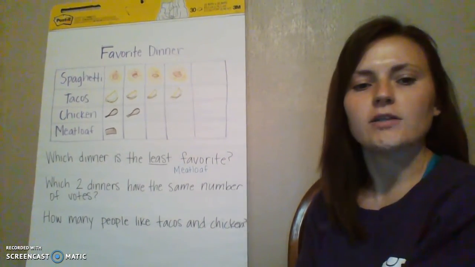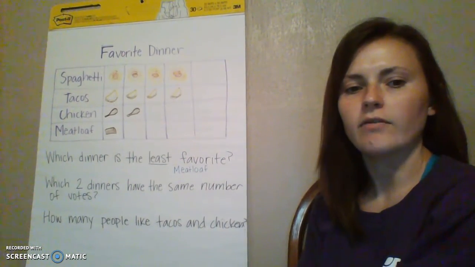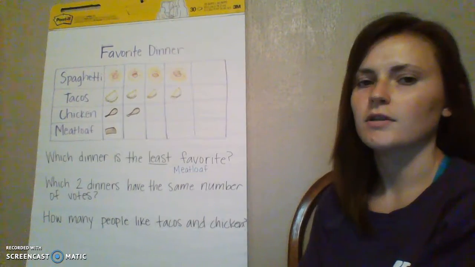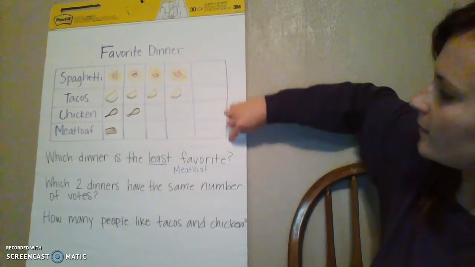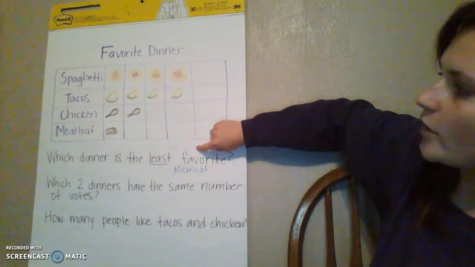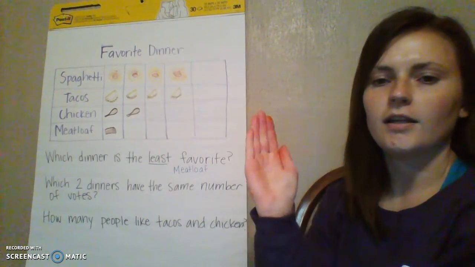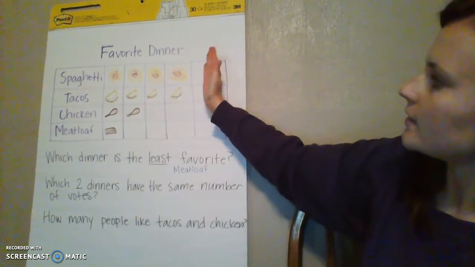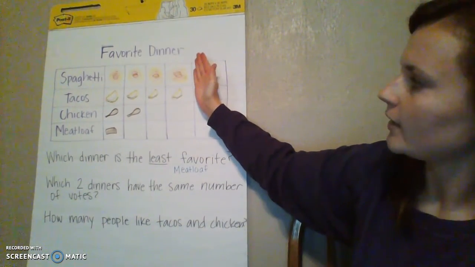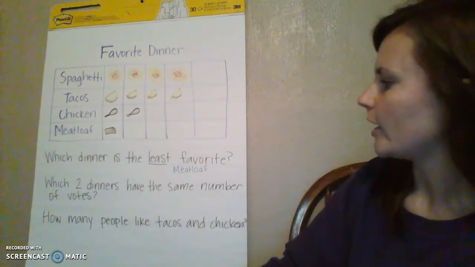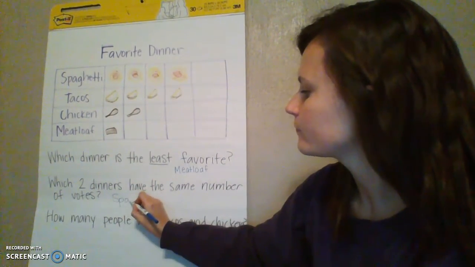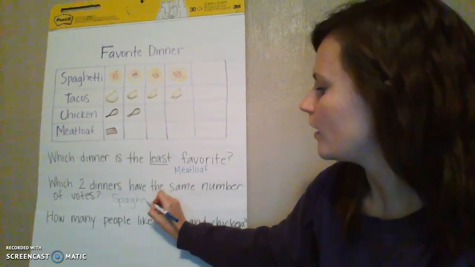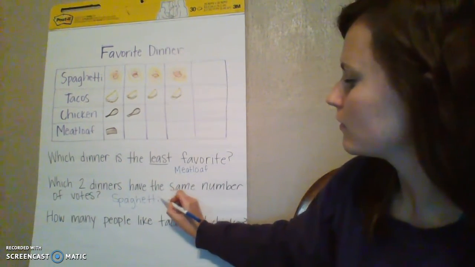The next question says, which 2 dinners have the same number of votes? So I look at my chart, and I can use these lines in my graph to see which 2 dinners end at the same spot. Well, I can see that spaghetti and tacos both went to 4 votes. So my answer to this question would be spaghetti and tacos.